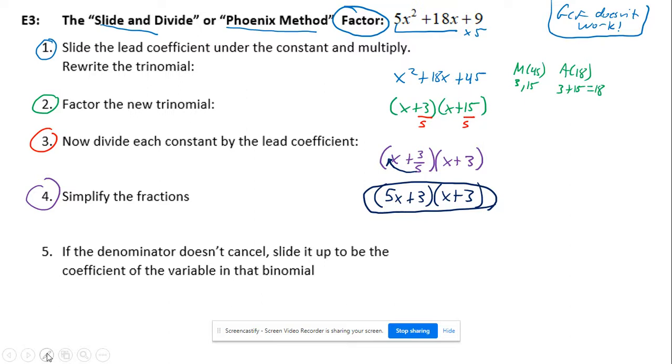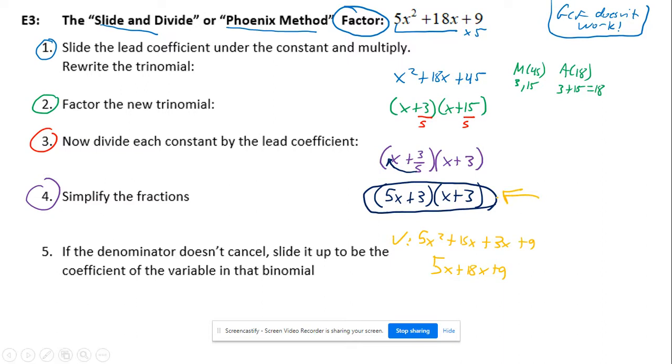Now, remember that our goal was to factor this problem at the beginning. If I did it correctly, I should be able to check my answer by FOILing and get the original problem. So 5x times x is 5x squared plus 15x plus 3x plus 9. And yep, that did give us the original problem again, which means that this is the correct answer. So that is good, and we checked it out.